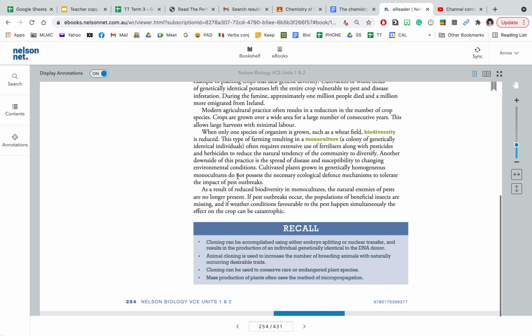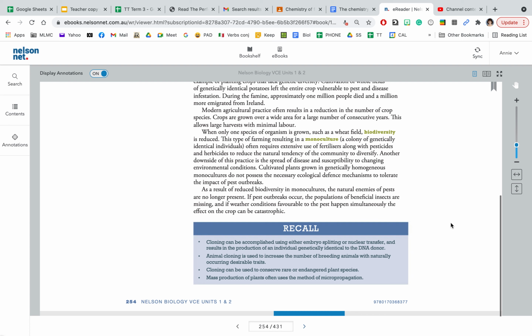Another downside of this practice is the spread of disease and susceptibility to changing environmental conditions. Cultivated plants grown in genetically homogeneous monocultures do not possess the necessary ecological defense mechanisms to tolerate the impact of pest outbreaks. As a result of reduced biodiversity in monocultures, the natural enemies of pests are no longer present. If pest outbreaks occur, the population of beneficial insects are missing, and the weather conditions favourable to the pest happen simultaneously. The effect on the crop can be catastrophic.